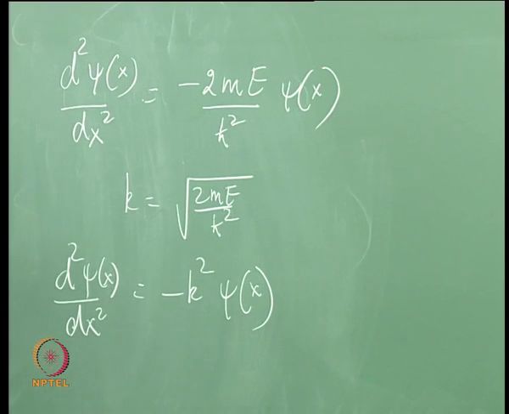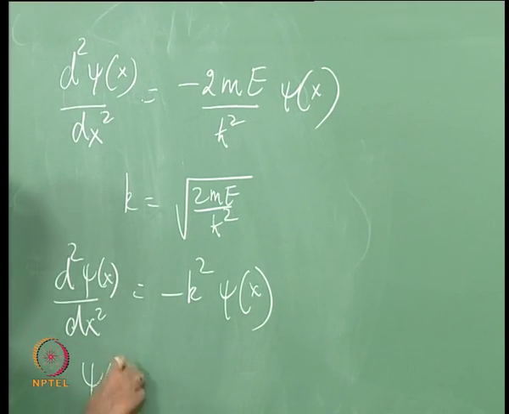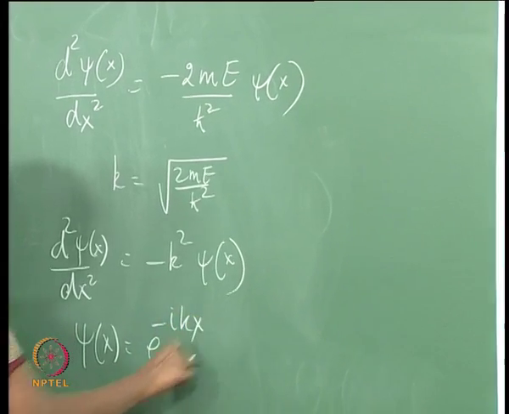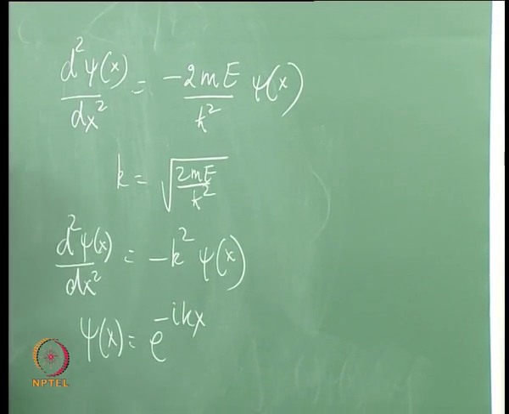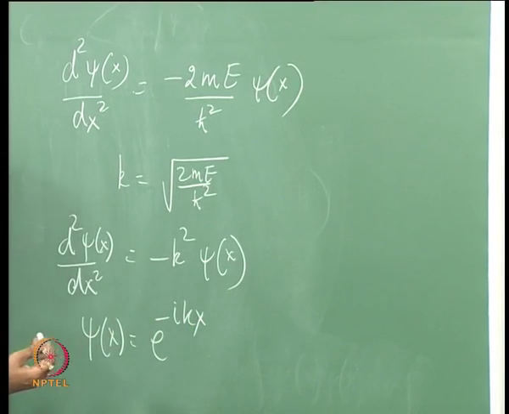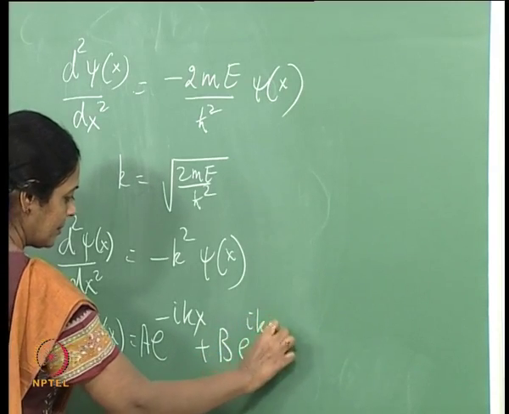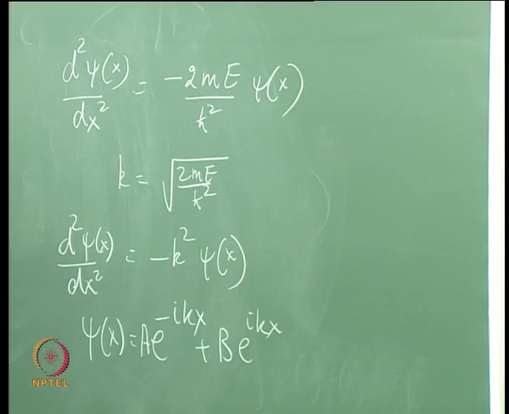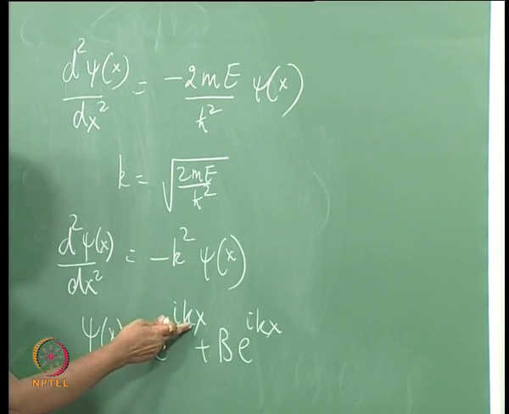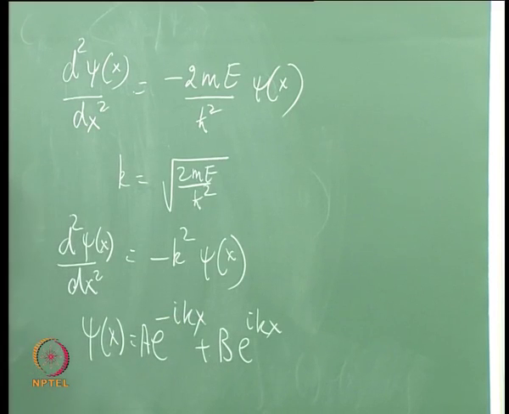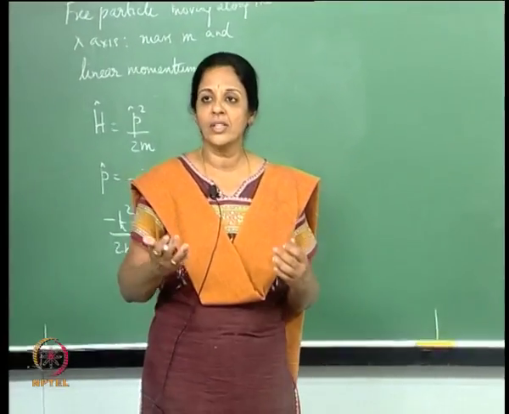I can solve for this. It's clear that psi of x is e to the minus ikx. That's one solution. There is also another solution which is e to the plus ikx, and therefore in general psi of x is A e to the minus ikx plus B e to the ikx. k is simply a number, and as x changes, psi also changes. A and B are constants, and they are to be determined from boundary conditions on psi.